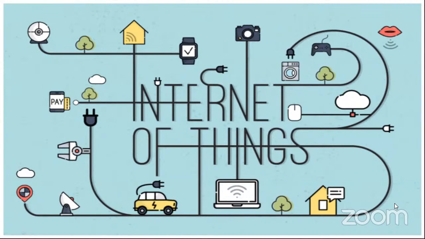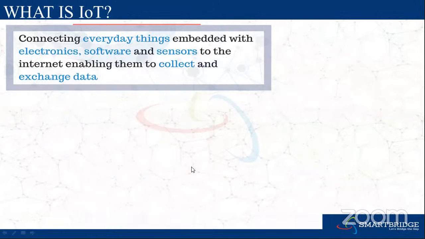Okay, let's see our definition first. Connecting everyday things embedded with electronics, software and sensors to the internet, enabling them to collect and exchange data. This is a static, base definition of Internet of Things. As in mathematics, where we have standard definitions for particular algorithms, statements or proofs, in the same way there is a standard definition of IoT: connecting everyday things embedded with electronics, software, and sensors to the internet, enabling them to collect and exchange the data. So this is your definition of IoT.